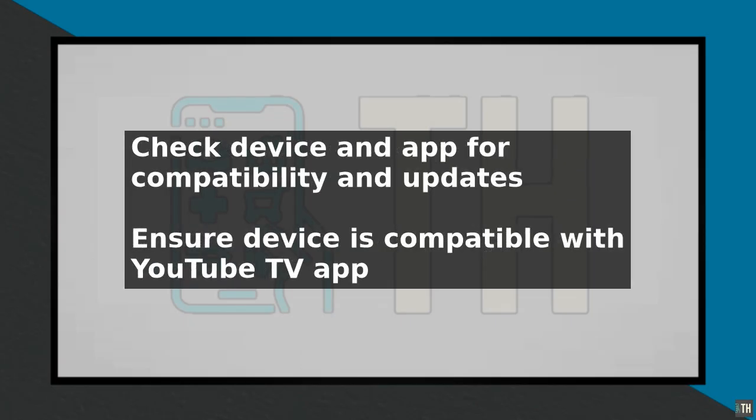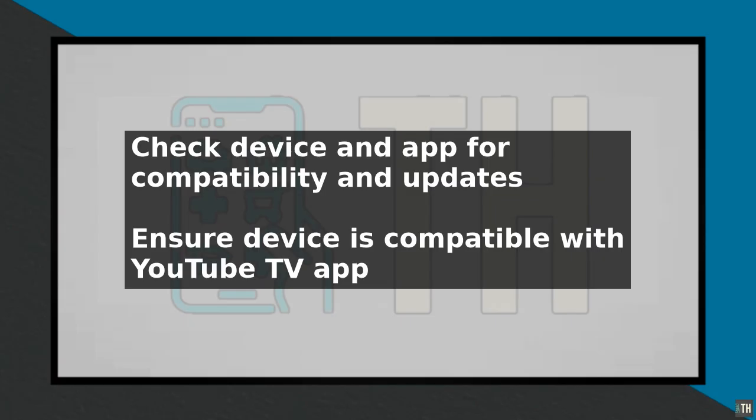Also, check your account status and ensure that your subscription is active and that you have not exceeded the maximum number of streams allowed. If you are still having trouble, try clearing the app cache and data. Finally, if none of the above steps resolve the issue, consider reaching out to YouTube TV support for further assistance.